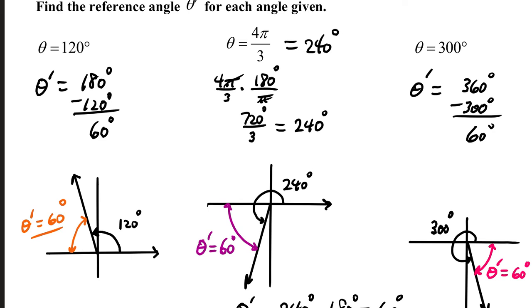And then finally, we have 300 degrees. Starting at the positive x-axis, rotate 90, 180, 270, a little bit more. That takes us to 300. The quickest trip from this terminal side to the x-axis is 60 degrees. If you use the chart above, 360 minus 300 is 60. Again, I think it's easier just to visualize the quickest trip to the x-axis.